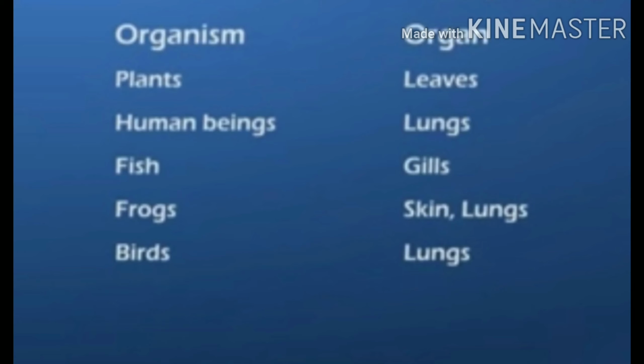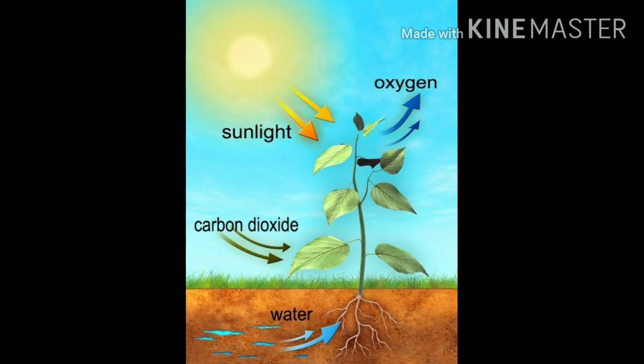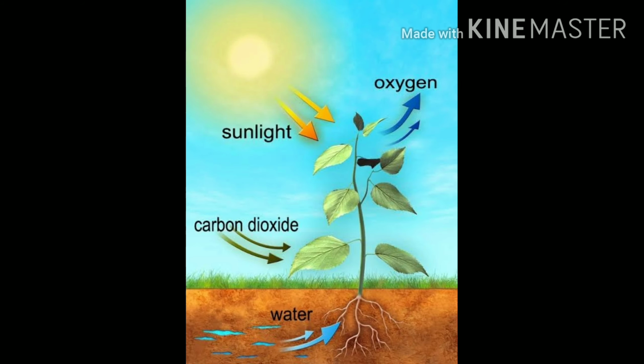Different organisms have different respiratory organs. Like humans take in the air with the help of the nose, and the respiration process takes place with the help of lungs. Lungs are the respiratory organs of humans. The only exceptional case in this respiration process is the plants. All the other living organisms take in oxygen and give out carbon dioxide. But plants take in carbon dioxide and give out oxygen.